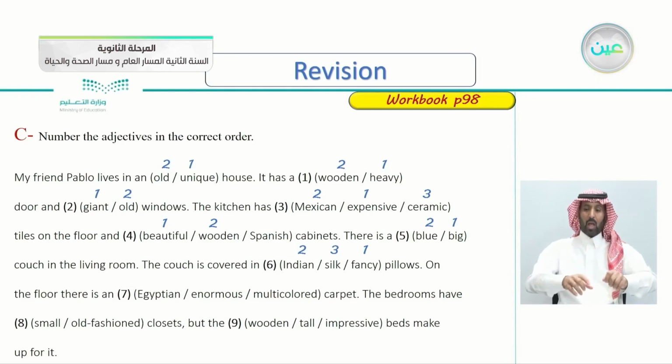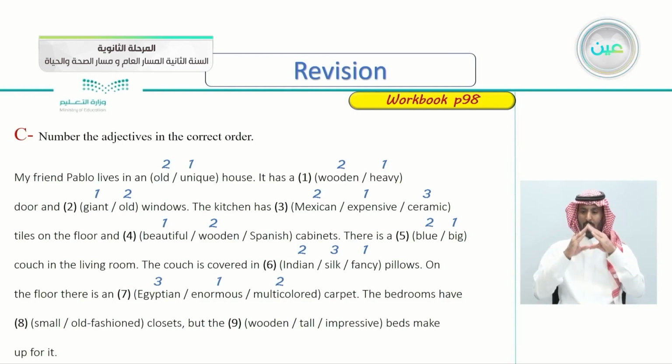We're describing the carpet here. There is an Egyptian, nationality, enormous, size, multicolored, so this is a color here, carpet. What's the order here? Which one is 1, 2, and 3? Let's check the answer here. So we say there is an enormous, multicolored Egyptian carpet. So we begin with the size, then the color, then the nationality.